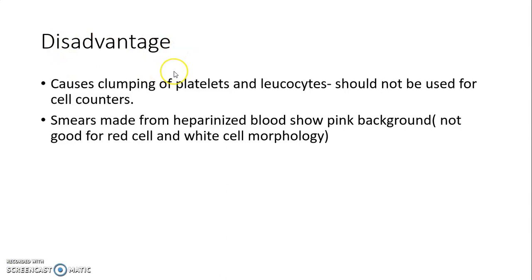The disadvantage of heparin is that it causes clumping of platelets and leukocytes, so it should not be used for cell counters. Smears made from heparinized blood show a pink background, so they are not good for red cell and white cell morphology. That's why they are not used for CBC and PBF.